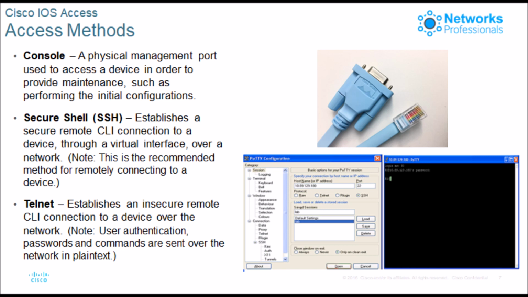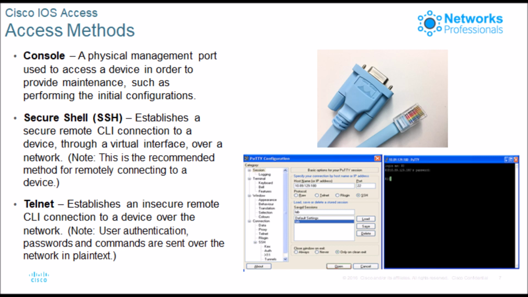Console access. This is a physical management port that provides out-of-band access to a Cisco device. Out-of-band access refers to access through a dedicated management channel that is used for device maintenance purposes only. The advantage of using a console port is that the device is accessible even if no networking services are configured, such as when performing the initial configuration. A console connection requires a computer running terminal emulation software and a special console cable to connect to the device.